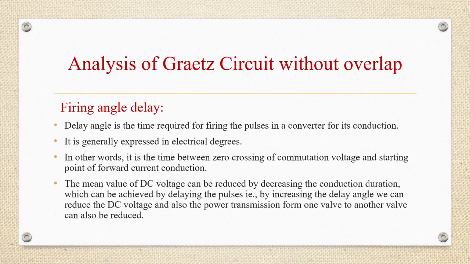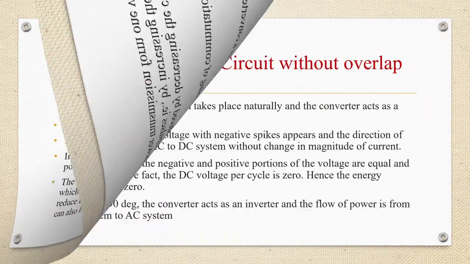So let us see the firing angle delay. Delay angle is the time required for firing the pulses in a converter for its conduction. It is generally expressed in electrical degrees. In other words, it is the time between zero crossing of commutation voltage and starting point of forward current conduction. The mean value of DC voltage can be reduced by decreasing the conduction duration, which can be achieved by delaying the pulses. That is, by increasing the delay angle, we can reduce the DC voltage, and also the power transmission from one valve to another valve can be reduced.